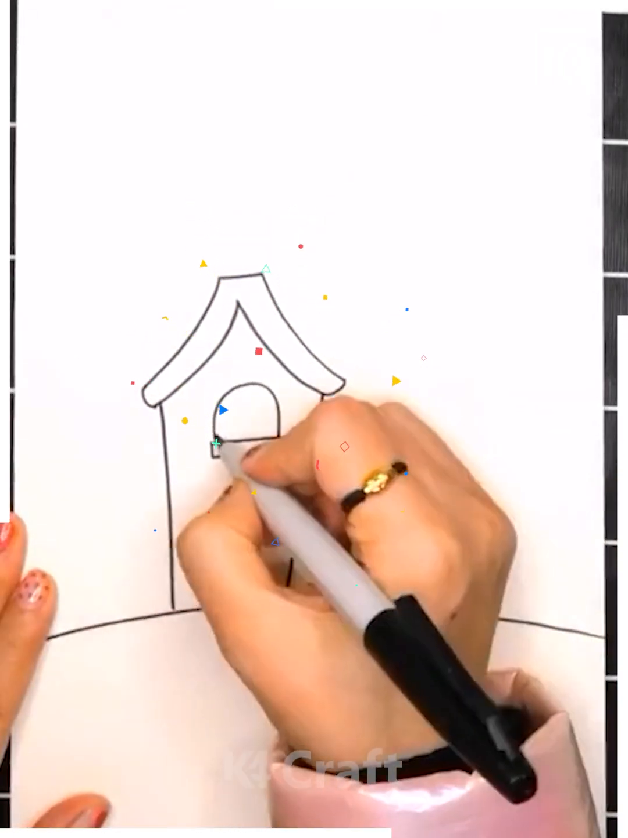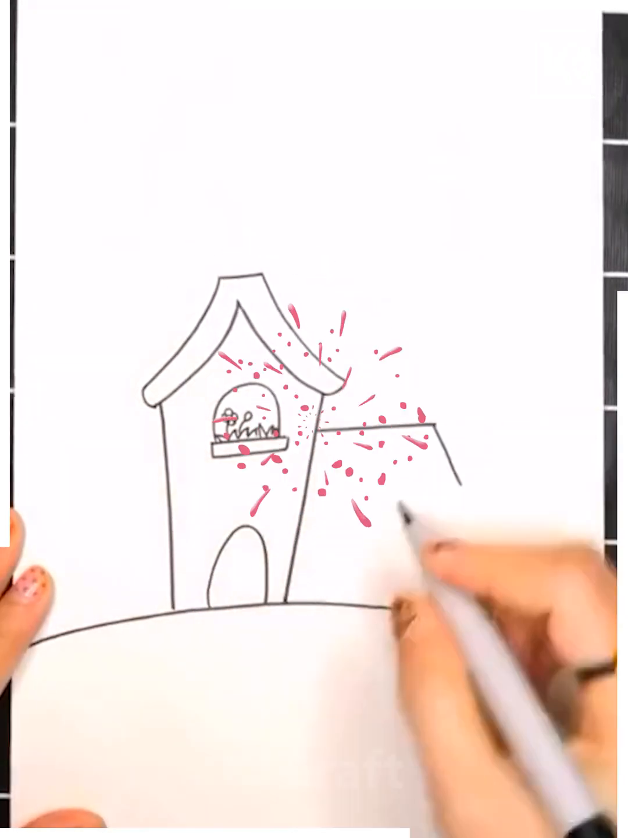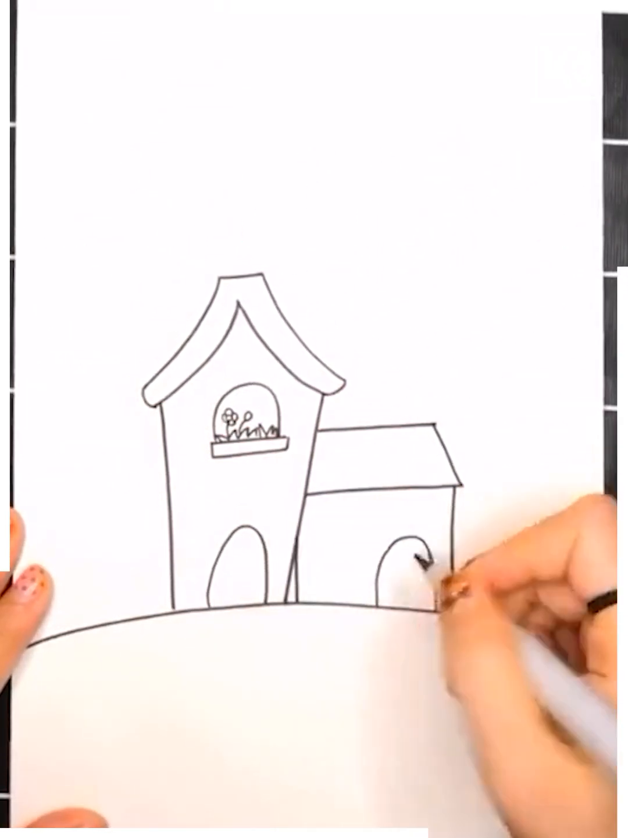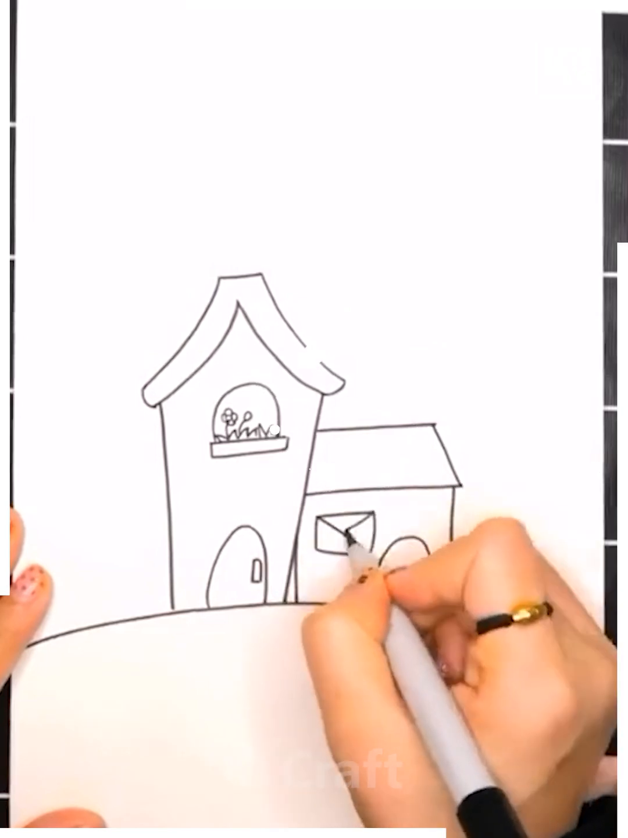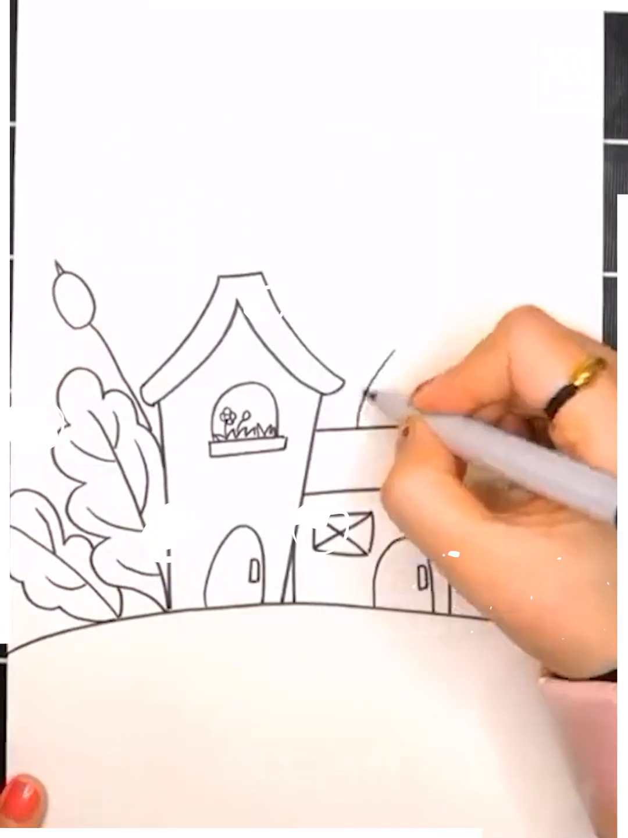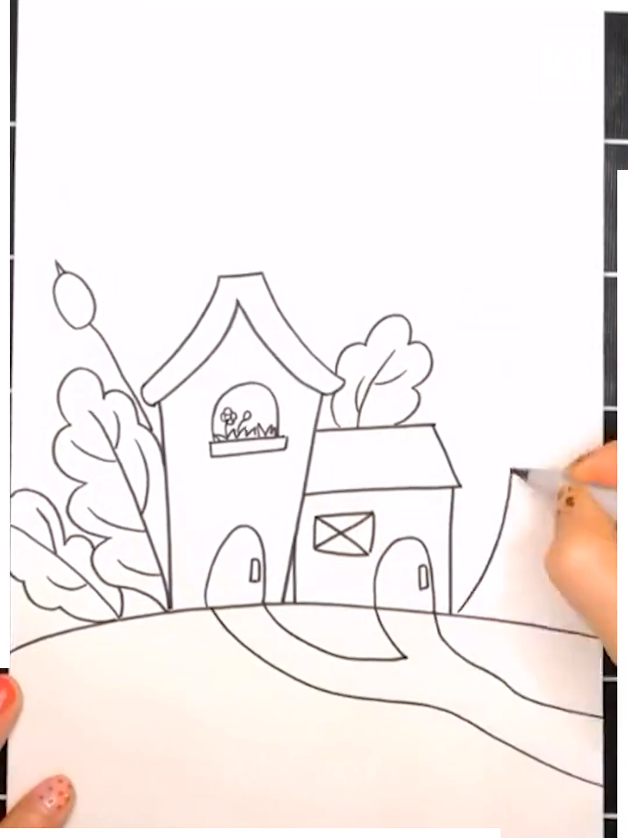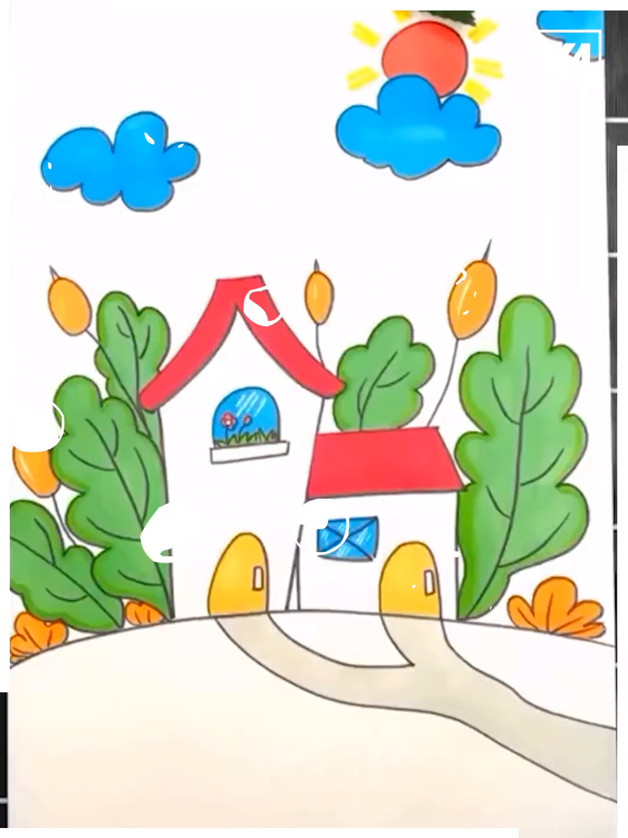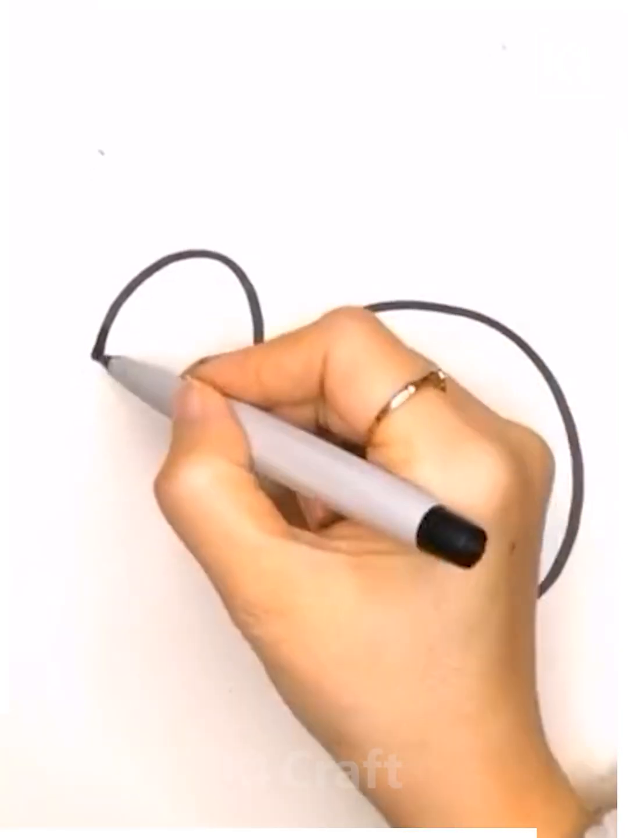Here I'm drawing this house, drawing the windows and the doors. Now another house. Now I'm going to draw the weeds like this and the pavement, clouds like this, and this is looking so beautiful. Now let's draw something else.